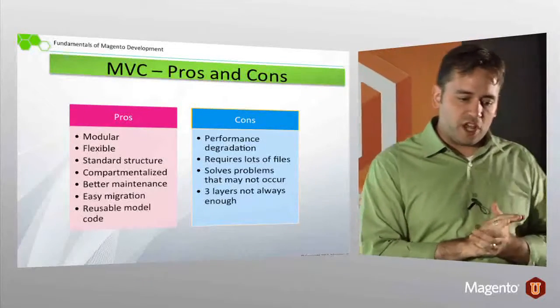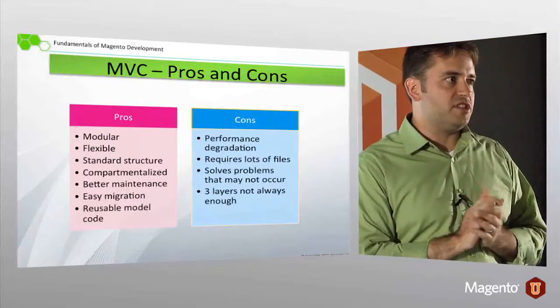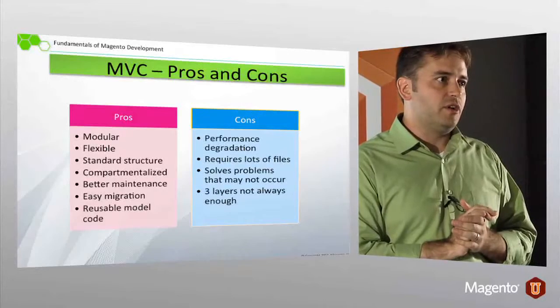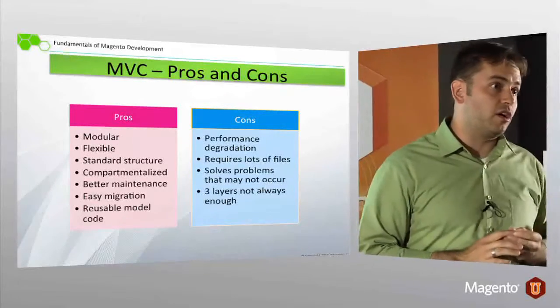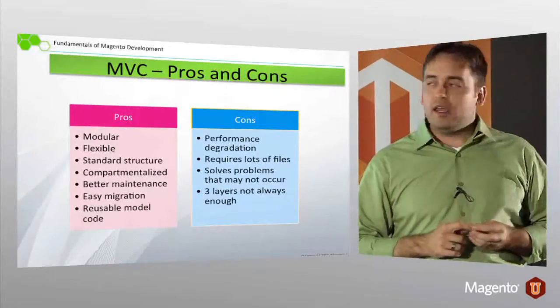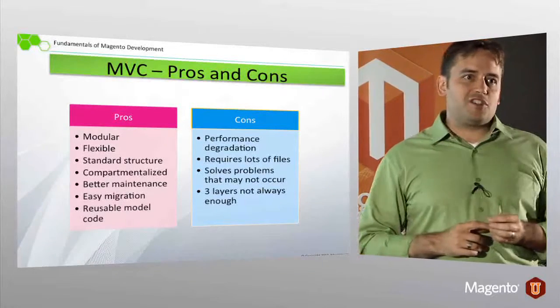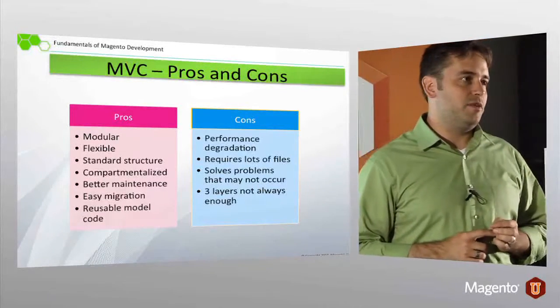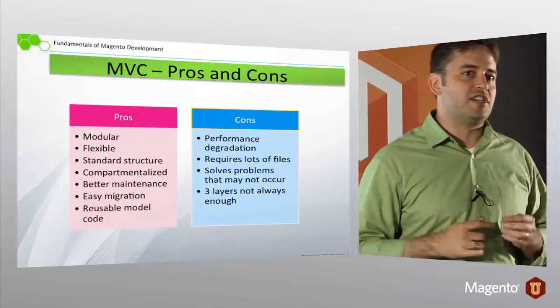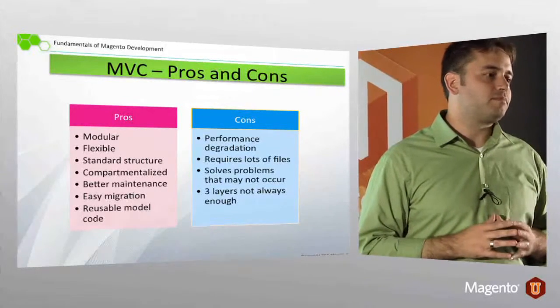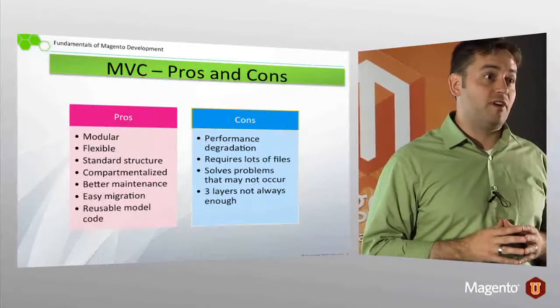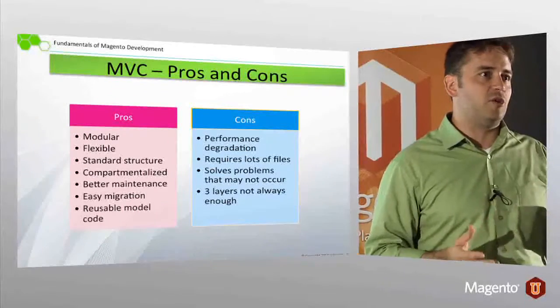You can generally debug MVC applications a little bit easier. You can find the problem. You know where to group certain tasks. The cons, of course, are performance. Generally you might have 5, 6, 7 classes involved or files involved in rendering a single page.